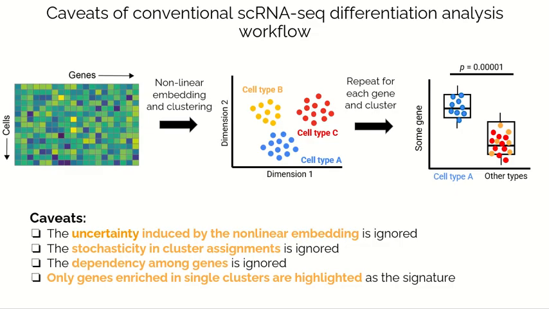Here is a common workflow to perform such differentiation analysis. Briefly speaking, given the expression matrix as input, the first step is to use nonlinear transformation, such as t-SNE, UMAP, or even deep learning-based autoencoder to project the cells into a low-dimensional latent space. Within that space, the cells are then clustered in a data-driven way. And finally, we carry out some statistical hypothesis testing to quantify the specificity of each gene to each cluster.